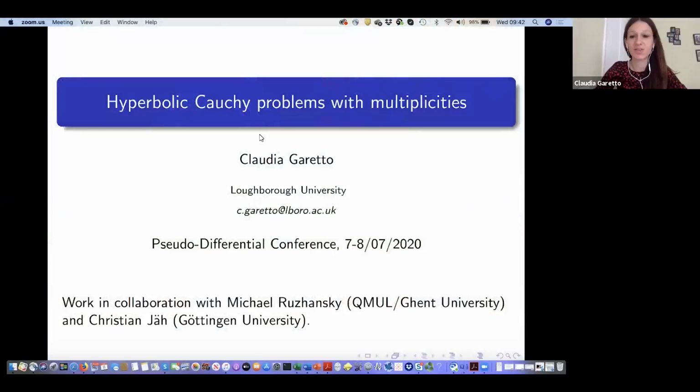This presentation is about a recent work in collaboration with Michael Różański and Christian Ye, who has also prepared a poster. So I will try not to give a super technical talk. It will be about hyperbolic Cauchy problems with multiplicities. So this is the plan of the talk.